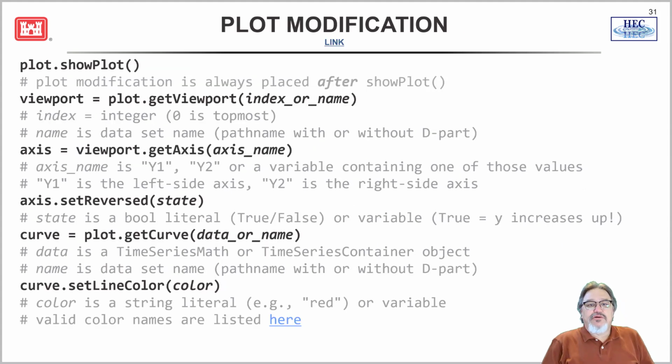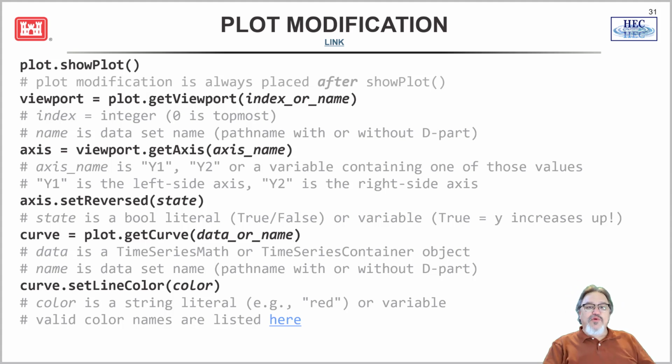And the first thing to know is plot modification happens after show plot. You can do all kinds of things as far as set viewport and axis labels and line styles and all kinds of things. But they have to be done after you call show plot, because until you call show plot, the plot is not completely created yet, and so it won't work. You have to do all of this other stuff after show plot. That's just a rule. You got to know that.